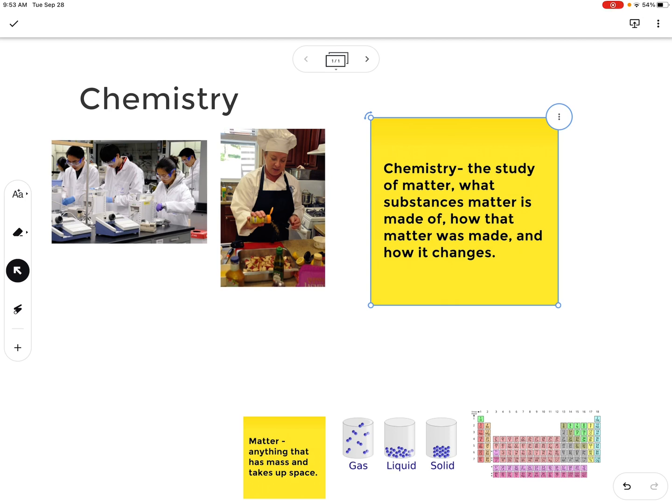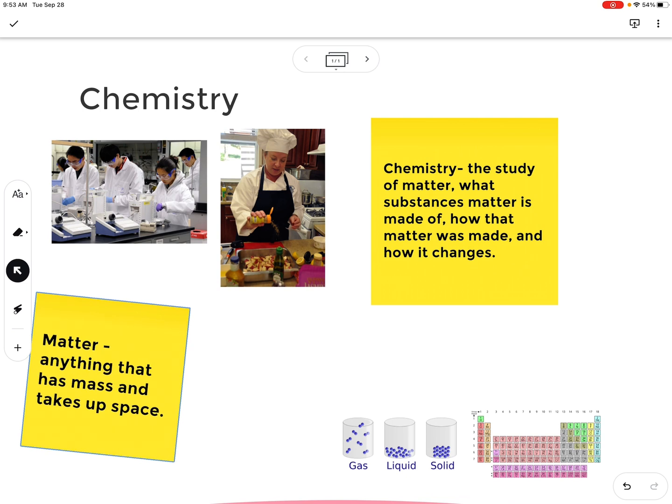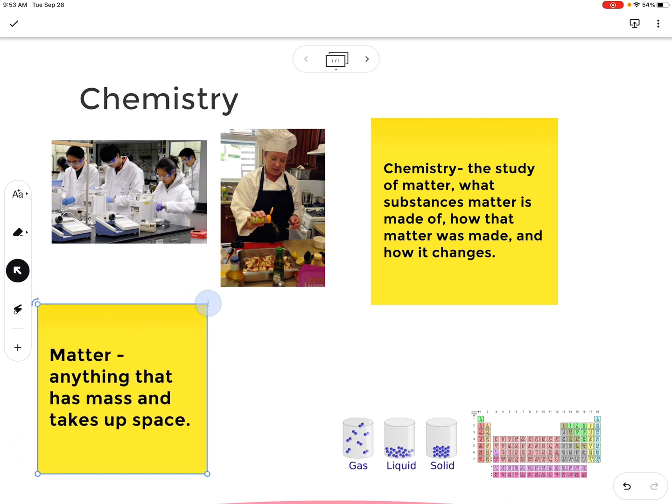Well, I guess to understand what we're talking about with the study of matter, we should probably define matter. What do you think? So matter is anything that has mass and takes up space. And this can be a little bit confusing, so we're going to talk about it some more because how much space something takes up doesn't necessarily mean how much matter it has. You can pack a lot of matter into a small space and then find out you can pack even more matter into that small space. But all matter takes up some space.